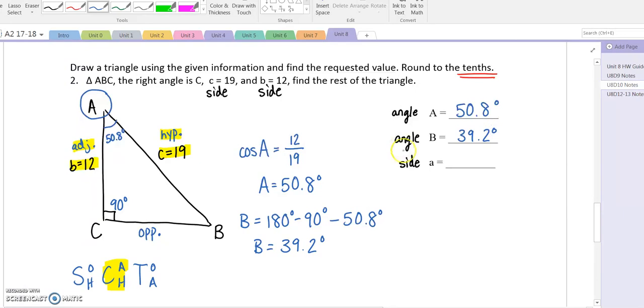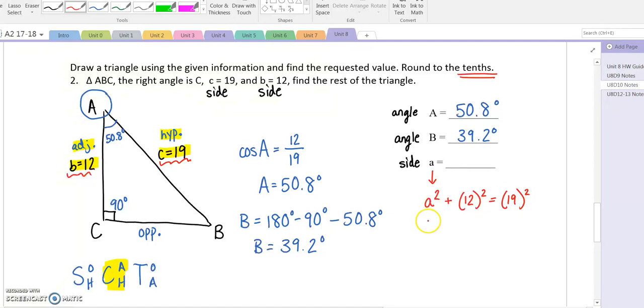Okay, last thing is side A. Now if I look at my sides, I actually know 2 of them. So to find the third, I should just be able to use Pythagorean theorem. The one thing again you have to really keep in mind is your hypotenuse is always that C in C squared in the Pythagorean theorem. So it doesn't matter which one's A or B, I'm just going to keep it consistent. I'm solving for A, B is 12, and hypotenuse C is 19.